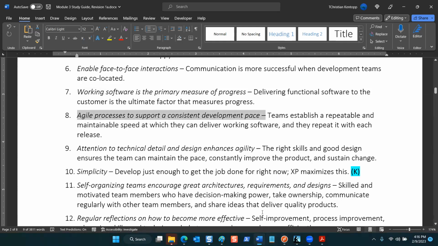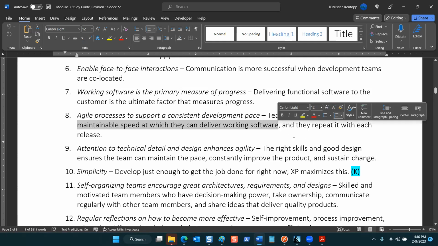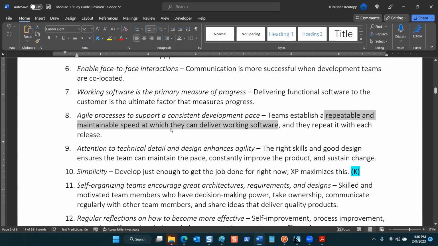Steady wins the race. Now they do have sprints, okay, and that's an acronym that's used in Scrum. But basically, you have to have a consistent development pace because you have to be able to establish a repeatable and maintainable speed. And you also have to be able to repeat demonstrations of modular components at every stage of the process. Have any of you ever developed other modules and then you go back and now the earlier modules aren't working for some reason? Has anyone ever experienced that?